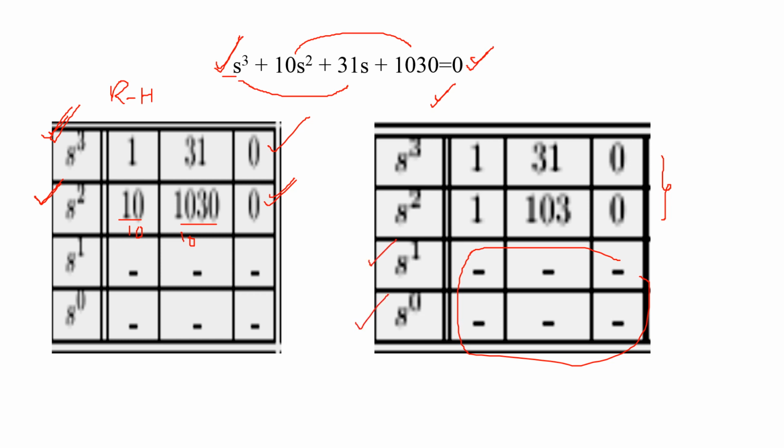Now we are going to discuss how to complete the s power 1 and s power 0 rows. We already know the procedure for finding these elements. For finding this element, we multiply these two elements minus these two elements, divided by this one. Similarly, for this element, it is 1 into 0 minus 1 into 0 by 1. Similarly, we have to find the s power 0 row.